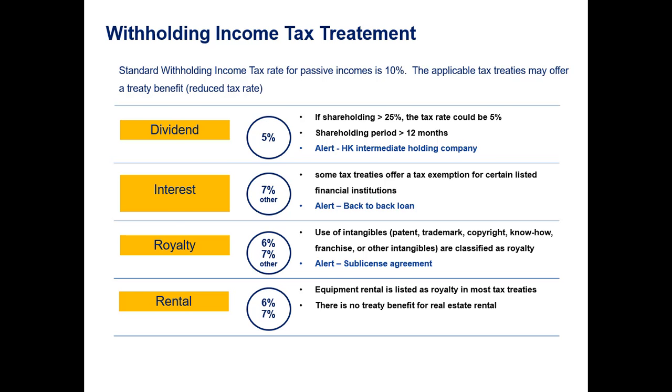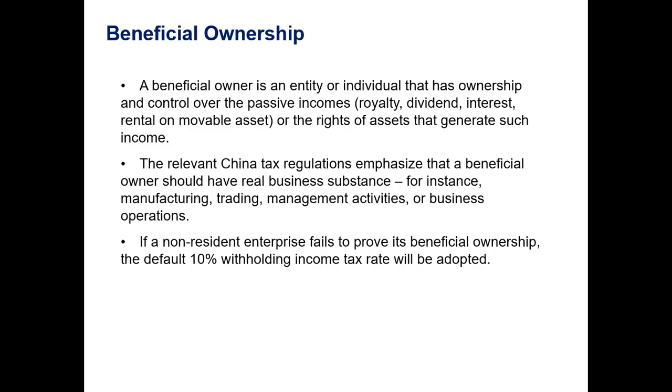So here we need to talk about the beneficial owner. What is a beneficial owner? A beneficial owner is an entity or individual that has ownership and control over the passive incomes, royalty, dividend, interest, such things. So the China tax regulations emphasize that a beneficial owner should have real business substance. What is real business substance? For instance, in the case I just mentioned, the Hong Kong company should have manufacturing, trading, management activities, or have active business operations.